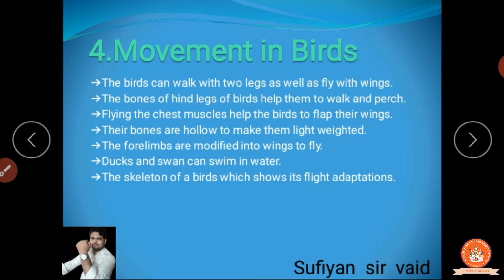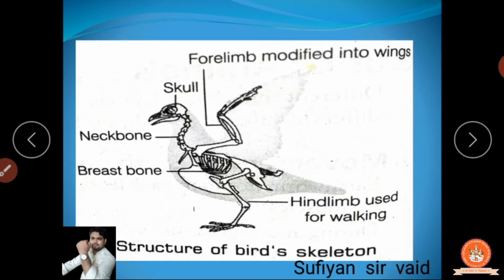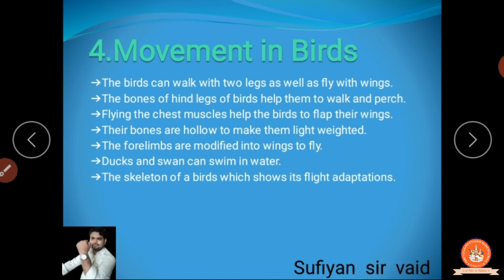Their bones are hollow to make them fly, to make them lightweight. You can see that the bone is hollow. Clear? So it is able to fly easily, and the weight of that bone is very light.